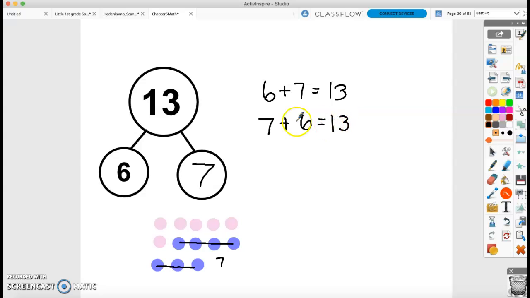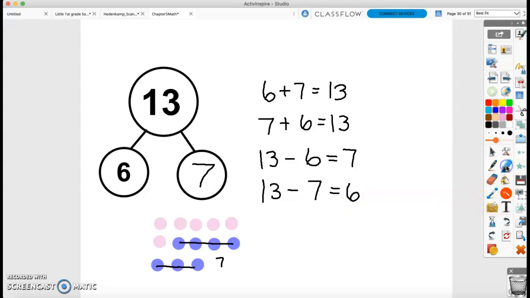Now I can do a subtraction sentence, and when I do a subtraction sentence, I start with the whole. So I'm going to start with 13. I'm going to take away a part, which is 6. Take away a part, and that's going to equal the other part, which is 7. And then my last number sentence, once again, would be a subtraction sentence. So I'm going to start with 13, subtract 7 this time. So we have to change that number, and it's going to equal 6.